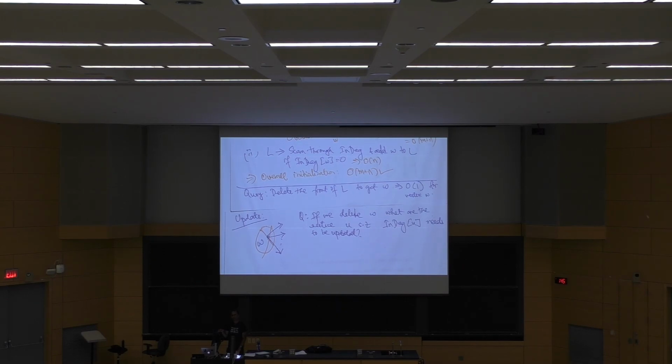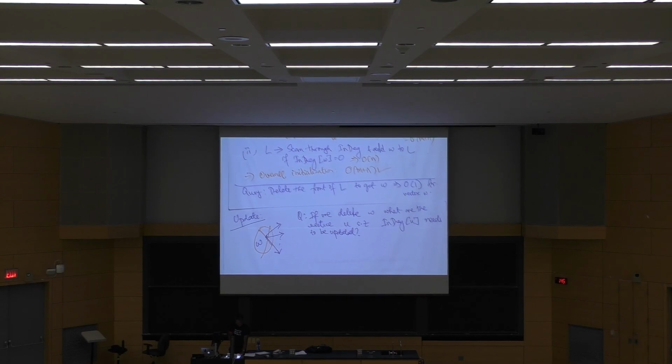Every node in LW. Right, so every vertex that's an outgoing neighbor of W are the only vertices whose in degree is going to change, nothing else is going to change.